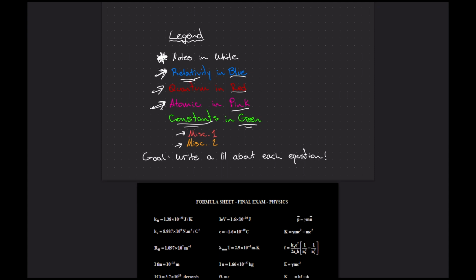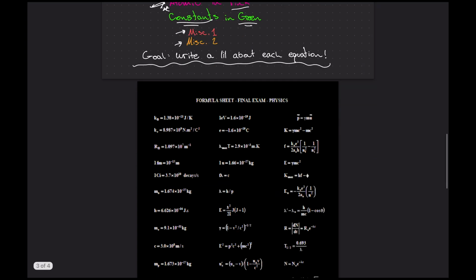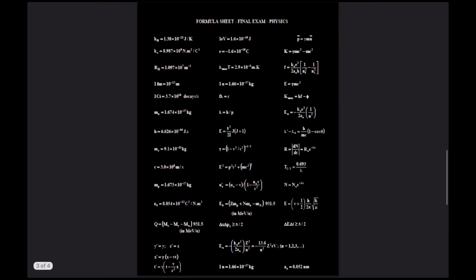And the modern physics curriculum normally can be broken down into these three big topics here. Quantum physics, quantum mechanics. Atomic physics, kind of the later chapters, and relativity, the first big chapter. So my goal today is to write a little bit about each equation. And here is the equation sheet.